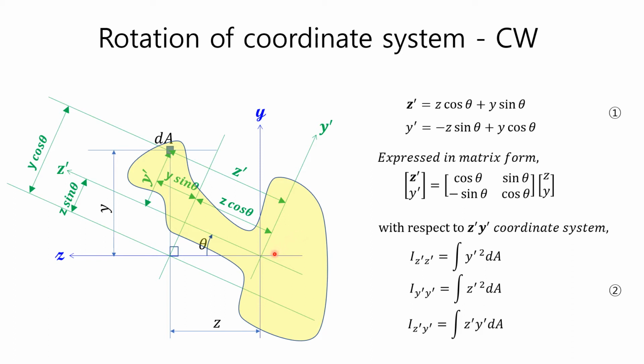Here, we have to remember that the equations were derived assuming that the coordinate system rotated clockwise from zy coordinate to z prime y prime coordinates. Therefore, the value of theta is positive when rotating in a clockwise direction and negative when rotating in a counterclockwise direction.